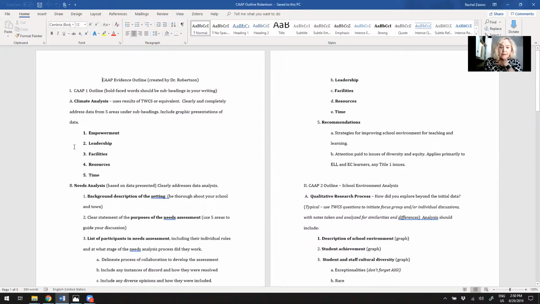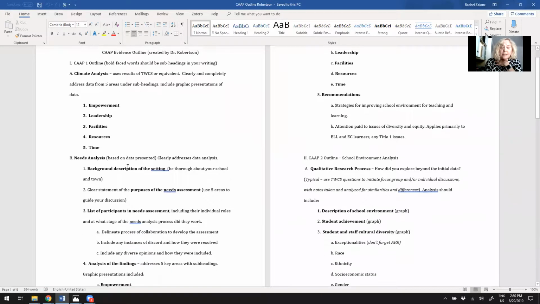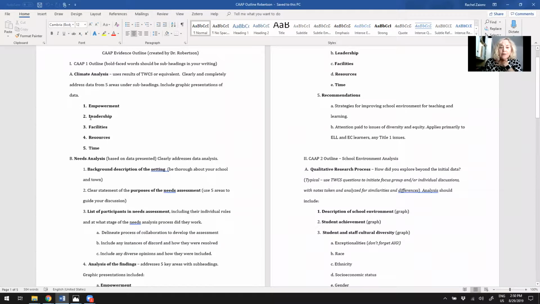The most important thing is that you're looking at these 5 areas: empowerment, leadership, facilities, resources, and time, as they relate to each of these areas. And every time, these are the 5 areas that you're going to analyze. So keep that in mind. It will feel redundant, but that's the way it is.